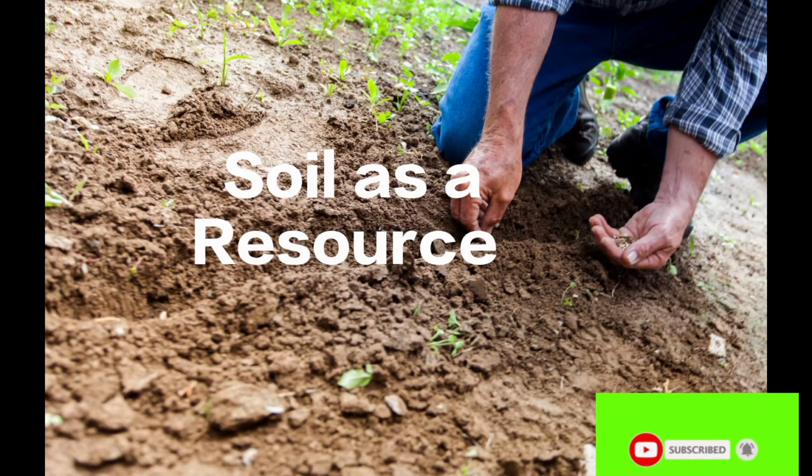Next, we can see the topic soil as a resource. Soil is one of the most precious resources. It is a natural, abiotic, renewable resource containing inorganic and organic matter like humus. Soil is an essential resource that supports a majority of plant and animal life on the earth. It is a living system. It takes millions of years to form soil up to a few centimeters in depth.